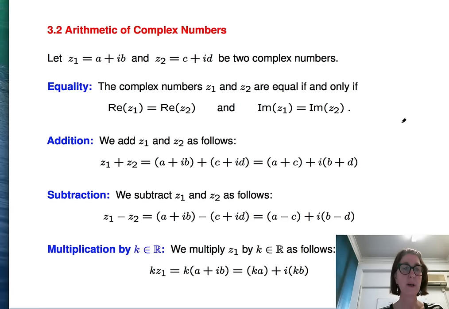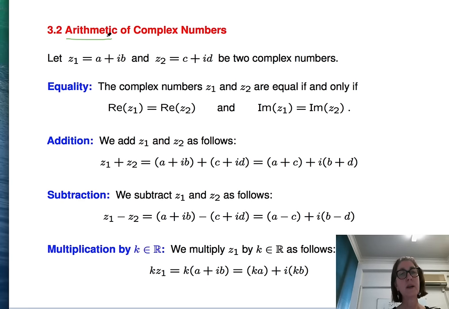Well, hi everybody, and welcome back to our work on complex numbers. I hope you've had time to think about what happened in the first video and familiarise yourself a little bit with this new concept. Today we're going to go on and start developing an arithmetic of complex numbers.